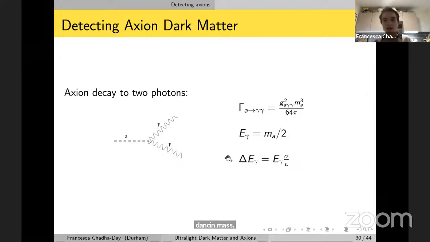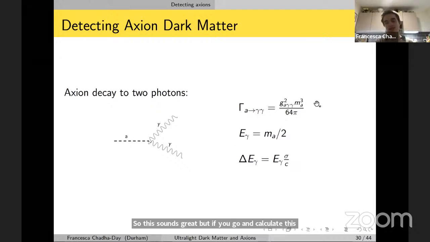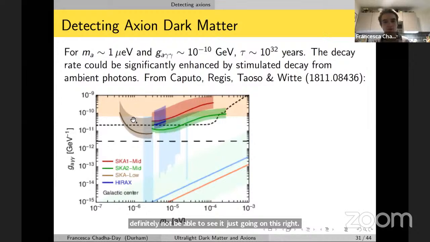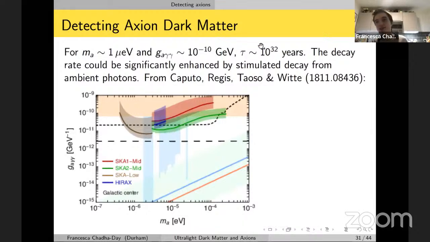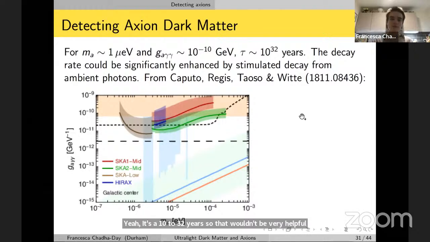So this sounds great, but if you go and calculate this decay rate, it's super tiny. You would definitely not be able to see it going on this rate. You find that the axion lifetime is longer than the age of the universe. It's 10 to the 32 years, so that wouldn't be very helpful.